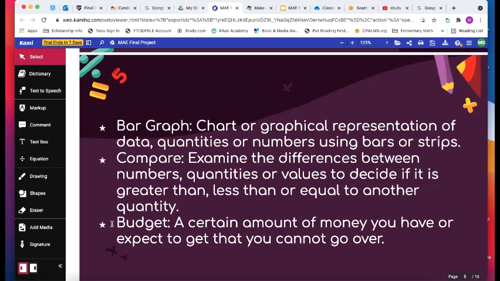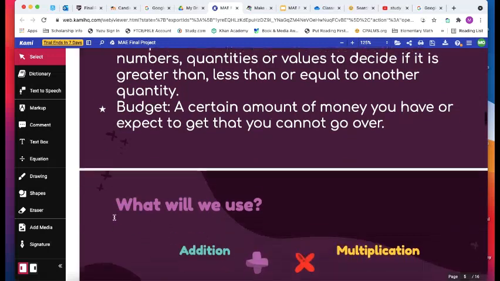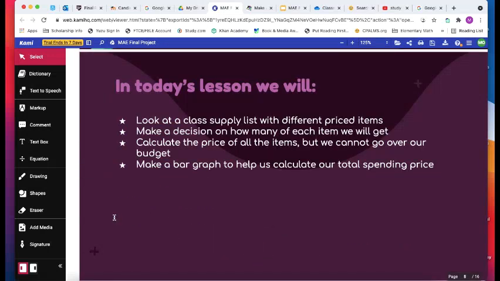A certain amount of money you have or you expect to get that you cannot go over. So that means that if your parents give you $10 to spend at the store, you can't spend more than that. So you have to find a toy or whatever it is that you want to get for under or exactly $10. Then we will do 4 things.